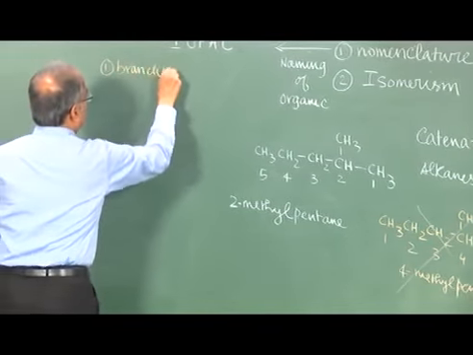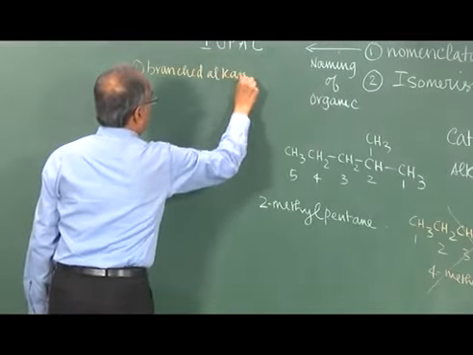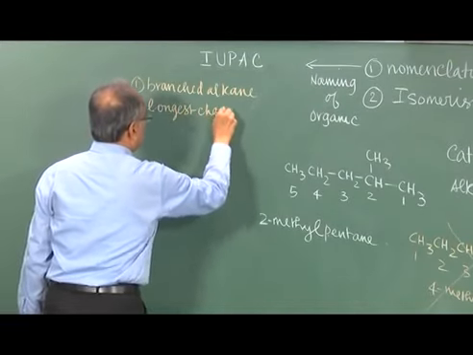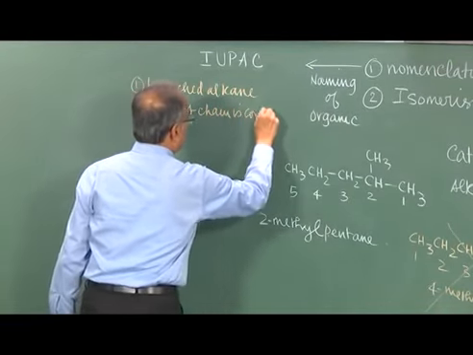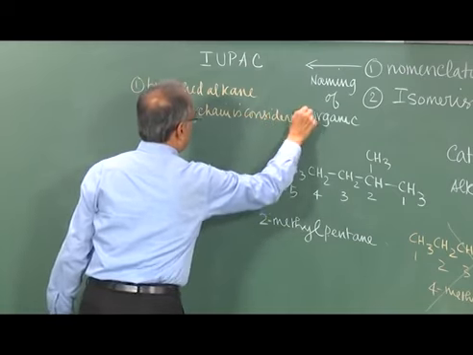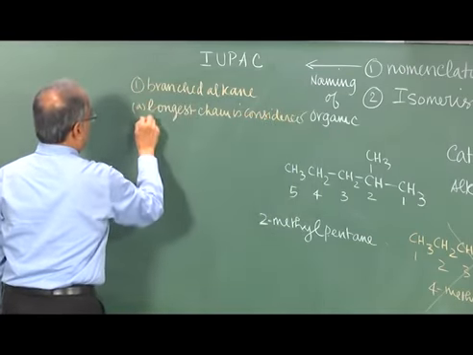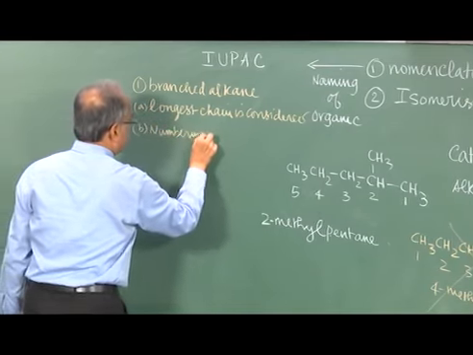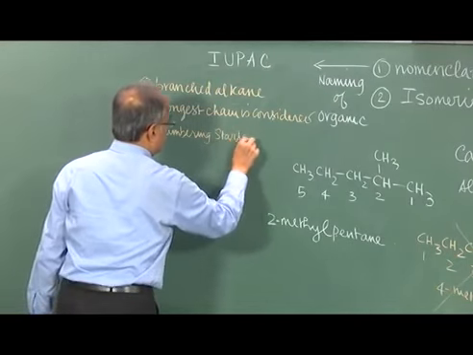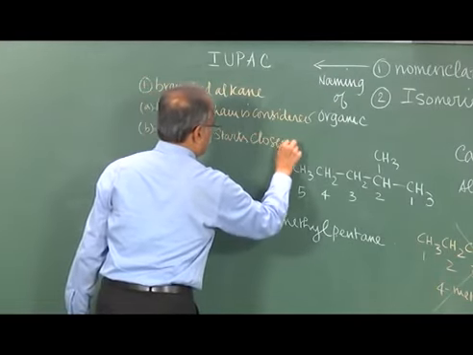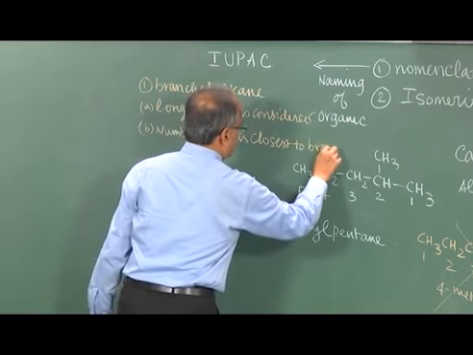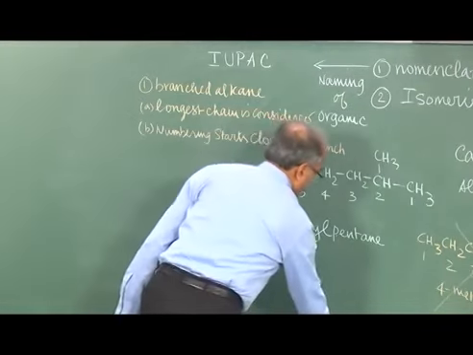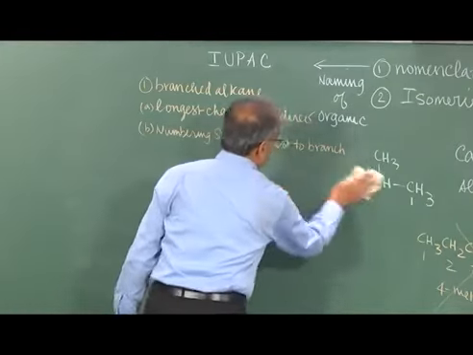Branched alkane: the longest chain is taken, and then numbering starts closest to the branch. Let us illustrate this with one more example also.